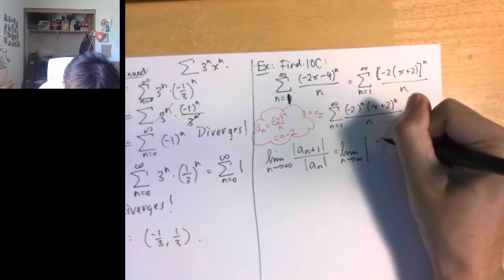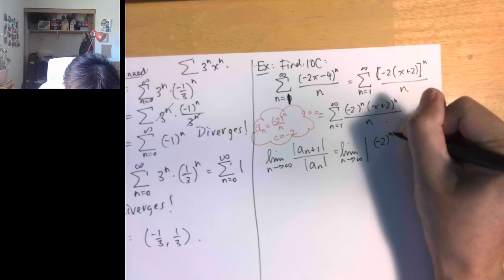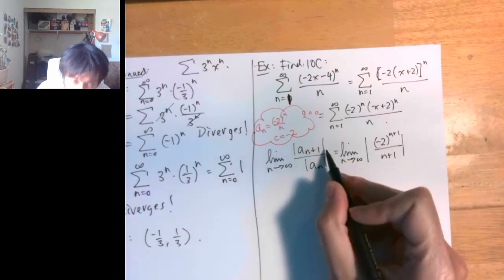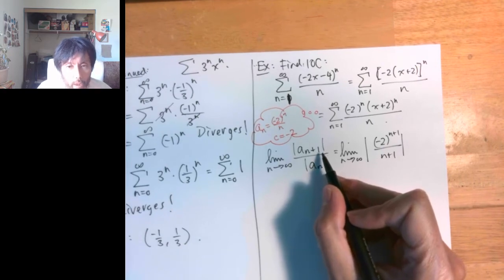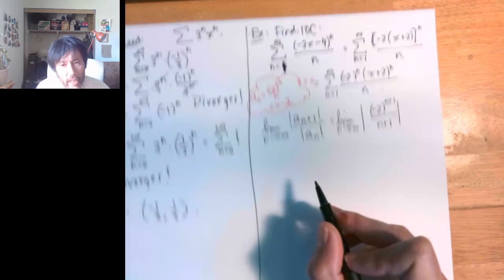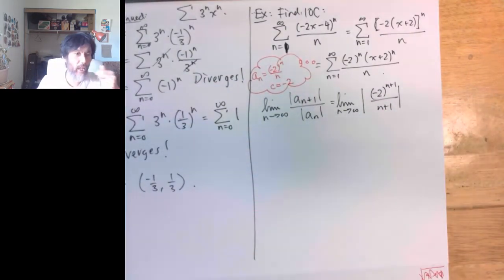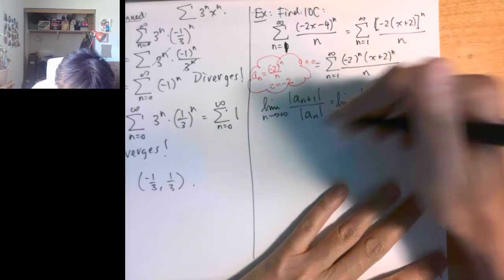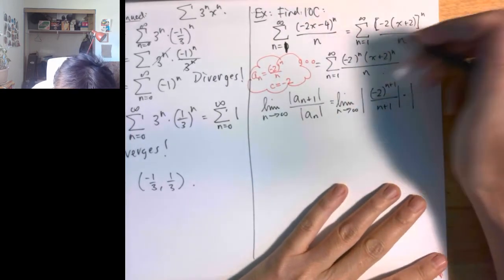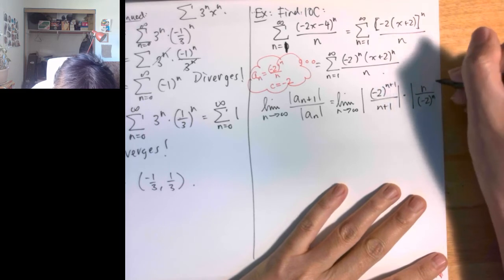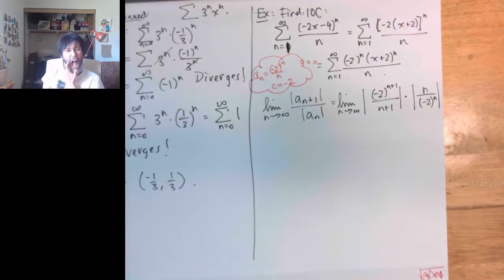So we get -2 to the n plus 1 power divided by n plus 1. That's the absolute value of a sub n plus 1. And then we're going to be dividing by the absolute value of a sub n. But dividing by the absolute value of a sub n is the same as multiplying by the reciprocal of the absolute value of a sub n. And that's going to be n over -2 to the nth power, with the reciprocal.